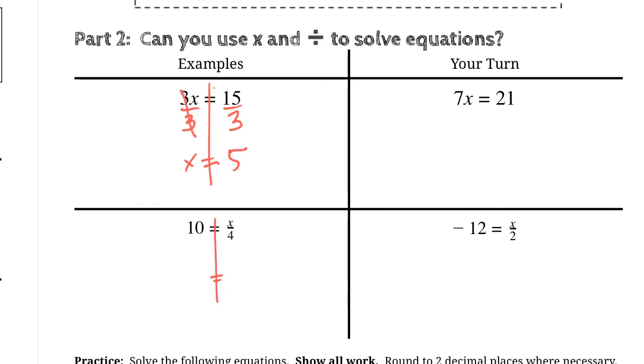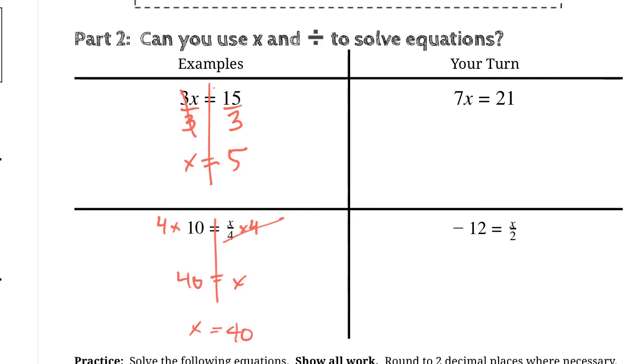x is being divided by 4 in this one. Remember, that's what a fraction means, right? So something divided by 4 is going to give us 10. But x is being divided by 4. So what's the opposite of dividing by 4? Multiplying by 4. So when we multiply by 4, we're going to cancel out those two 4s. And we can't just multiply by 4 on one side. We also have to multiply by 4 on the other side. So 10 times 4 is 40. So the answer is x equals 40.